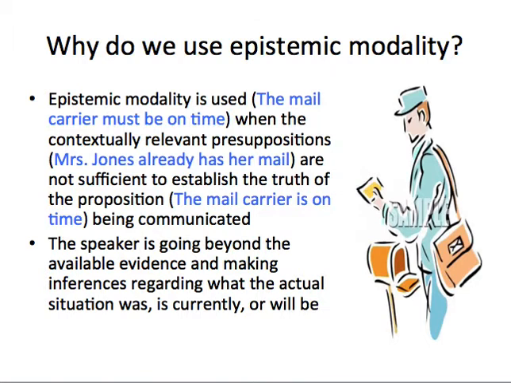But it appears to be a factual proposition from which you can make a pretty good guess. Yeah, the mail carrier must be on time because this is the time every day that the mail comes. Mrs. Jones has got her mail, therefore I must have my mail, therefore the mail carrier is on time. So the speaker is going beyond the available evidence and making inferences regarding what the actual situation was, is currently, or will be. And that's how we use epistemic modality.